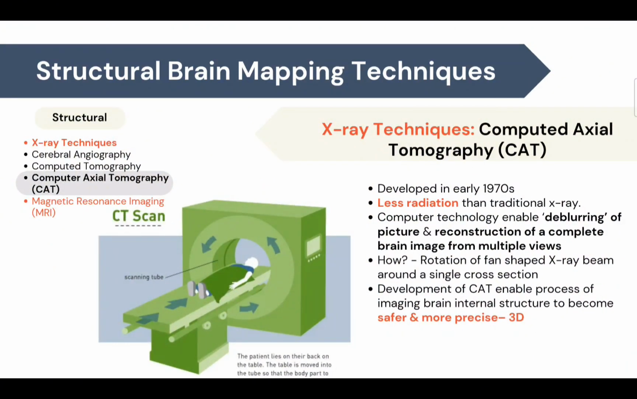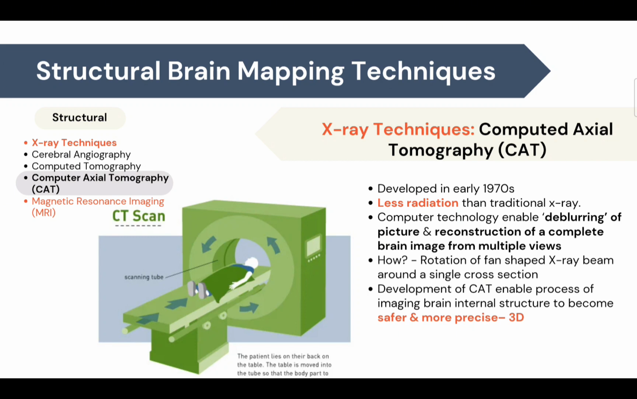Next is the computed axial tomography, the CAT, developed in the 1970s. It is almost similar to the CT scan, but has less radiation compared to the traditional X-ray. Less radiation here means that it still has a radiation effect, but in a small quantity, because the CAT scan technique is still an X-ray technique. So when it is an X-ray, there is still radiation going on. However, computer technology enables de-blurring of the picture and reconstruction of a complete brain image from multiple views.